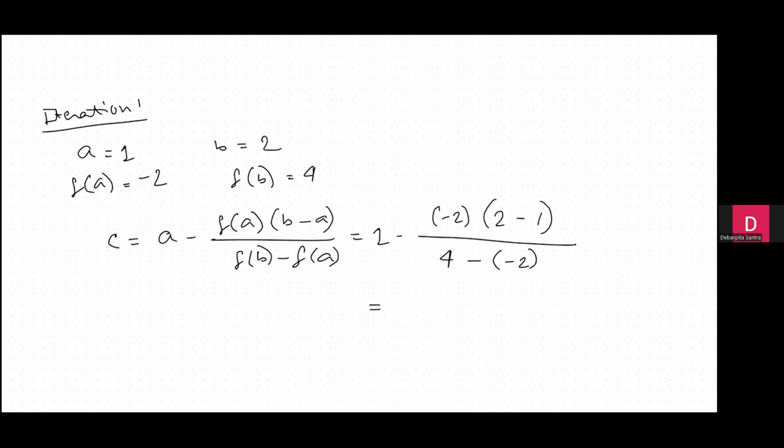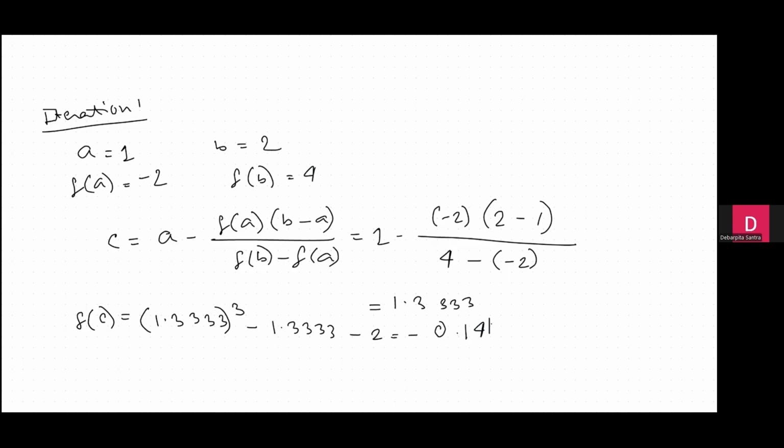So what is the value? If we just calculate, the value will become 1.3333. Okay. So we have found C as 1.3333 and we now calculate f of C. F of C is, we just put the value 1.3333 in the equation f of x, that is 1.3333 whole cube minus 1.3333 minus 2, that means it is minus 0.1481.